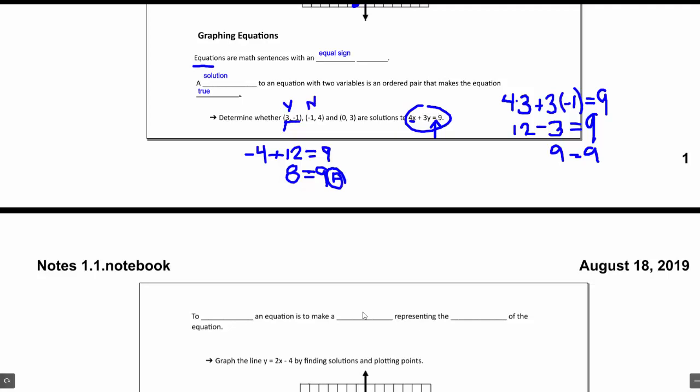And let's do the last one. 4 times the x is 0, so 4 times 0 is 0, plus 3 times 3, that's plus 9, equals 9. Is that true? Yes. 9 equals 9. So the answer to this last one is yes.